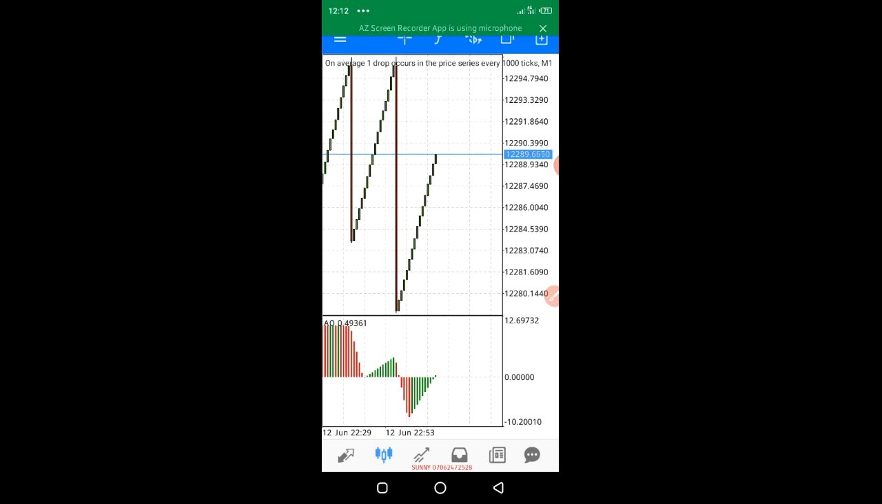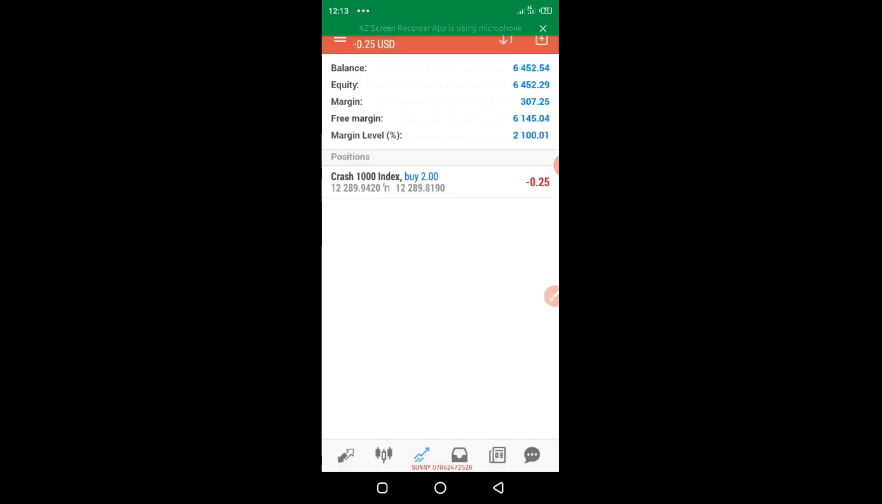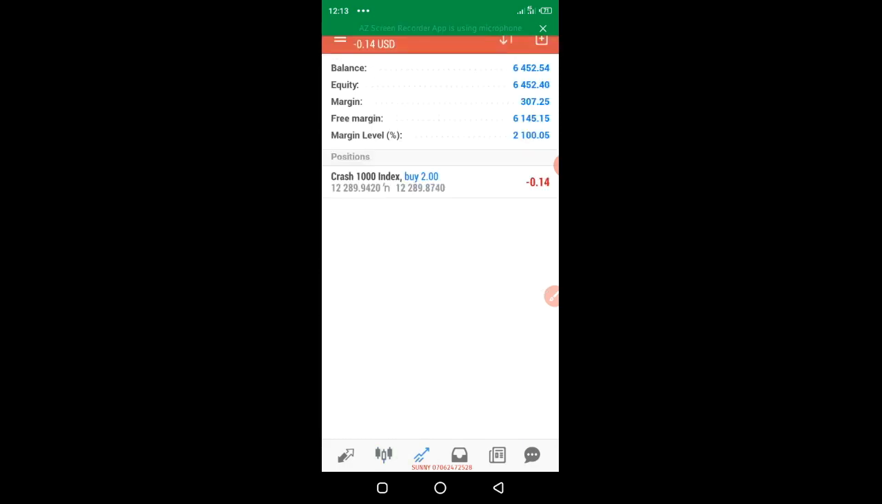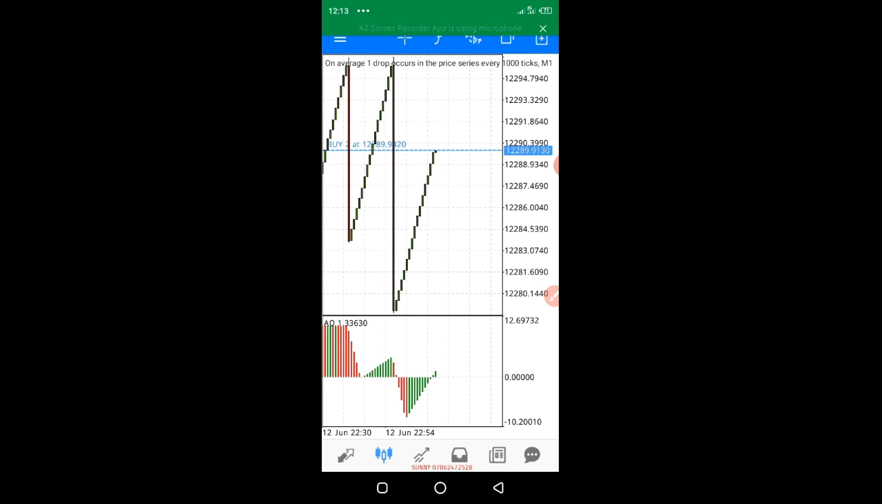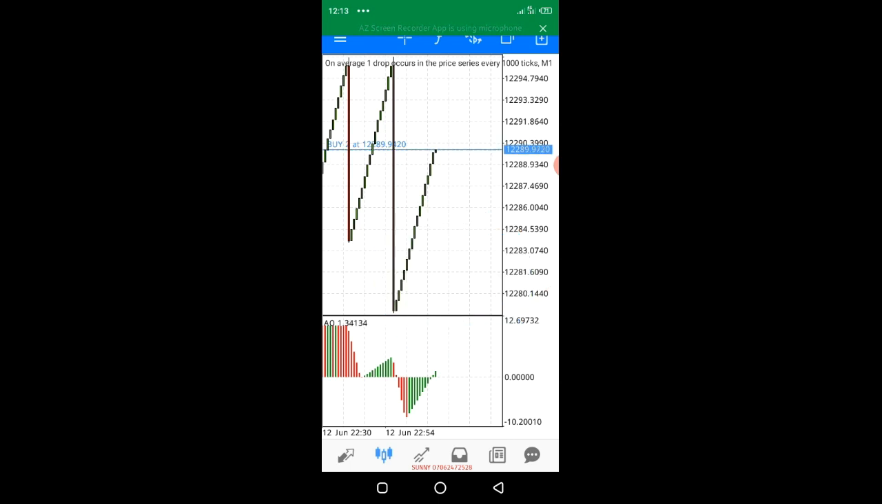Okay, I'll be fast about it. Okay, I'm going to enter. Done. Two standard lots. Okay, let's watch. I'm not supposed to enter here. I'm supposed to collect 2 green candles. Just 2 green candles.